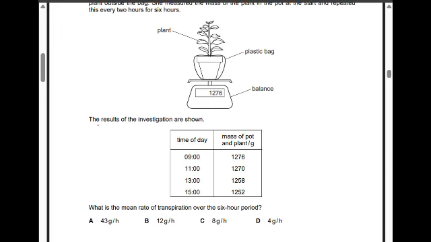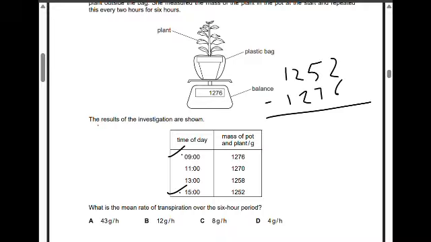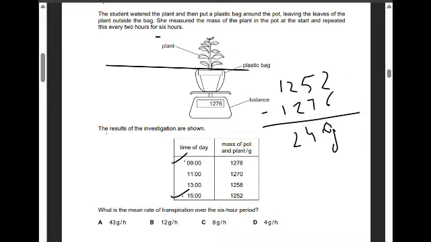So we have our results in the table, and then it says what is the mean rate of transpiration over the 6-hour period. So let's note down the 6-hour period. So we will note down the time of the day where it started and where it ended. 1276 and 1252. And then we're going to subtract it to find the difference. So we have the answer as 24 grams. And then it says the mean rate of transpiration over the 6-hour period. So we will divide the answer by 6.